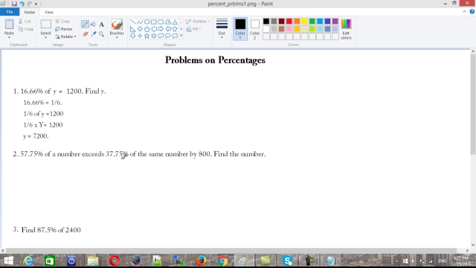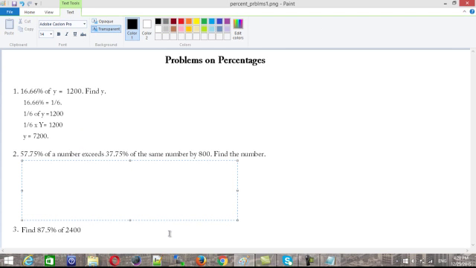57.75% of a number and also 37.75% of the same number. So here he is talking about a single number in both the cases. So let us consider that number as y. So if I consider that number as y, it becomes 57.75% of y, that is nothing but 57.75% into y, and 37.75% of y, that is nothing but 37.75% into y. So here he says this number exceeds this number by 800. That is nothing but the difference between these two numbers is equal to 800.